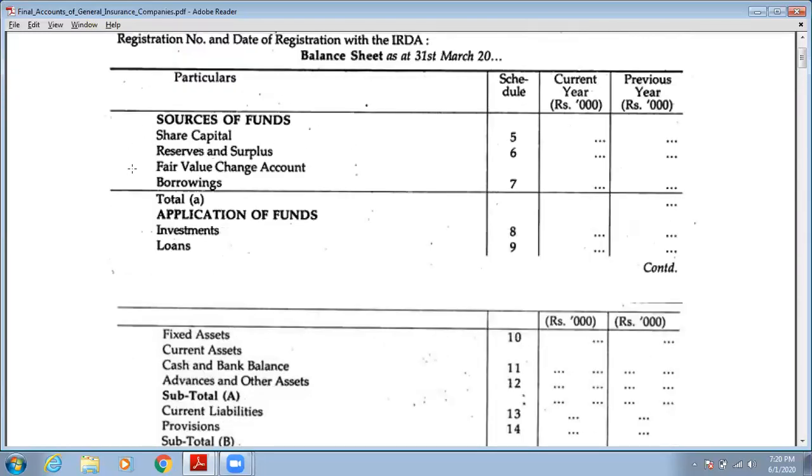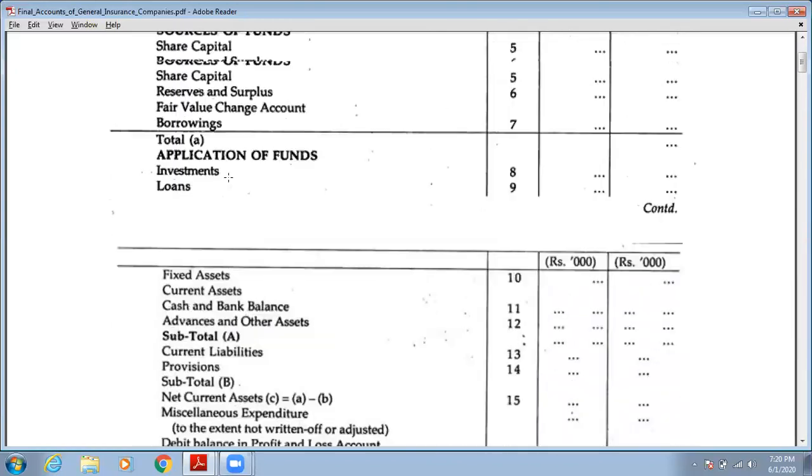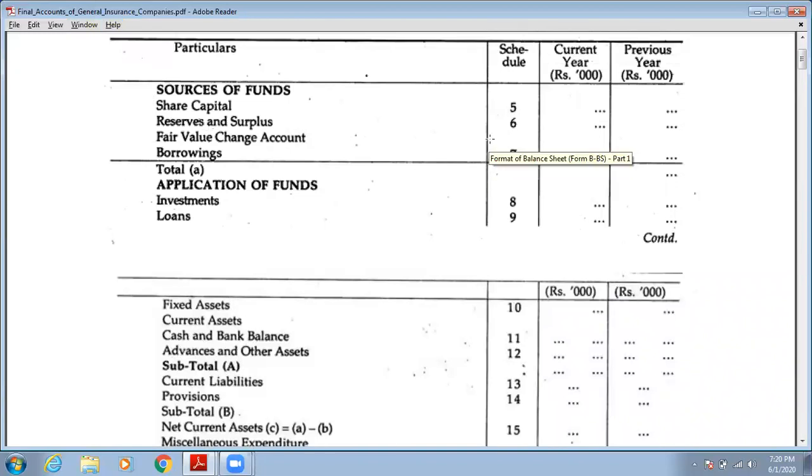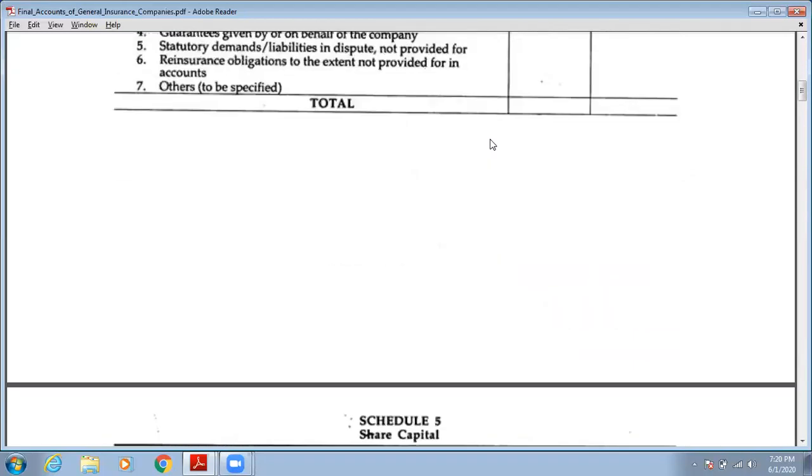The next schedule is the fair value change account. So the fair value change of that will be written here. Fair market value will be written down. Then the next schedule is borrowings. So see what the borrowings are. Borrowings will be described under schedule number 7.